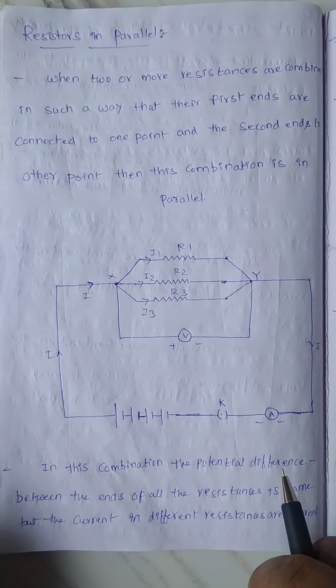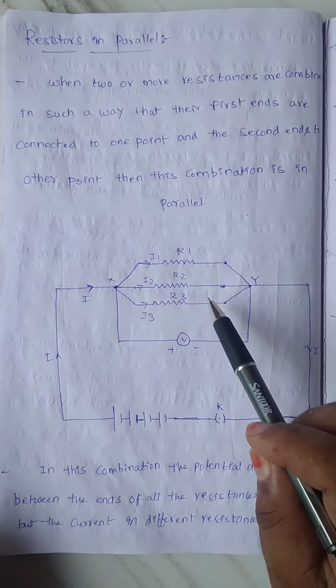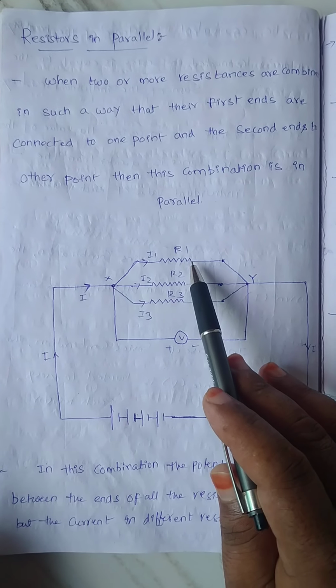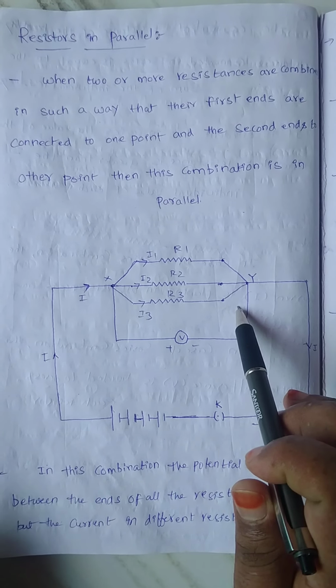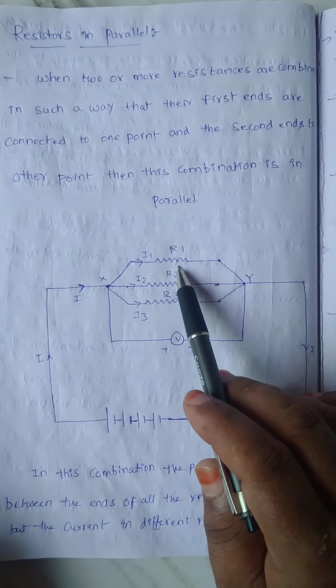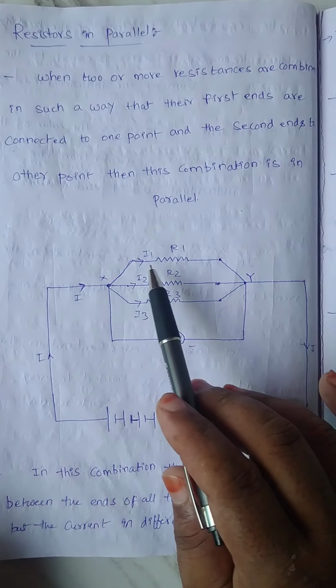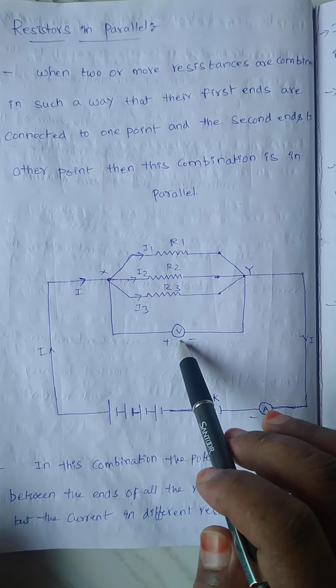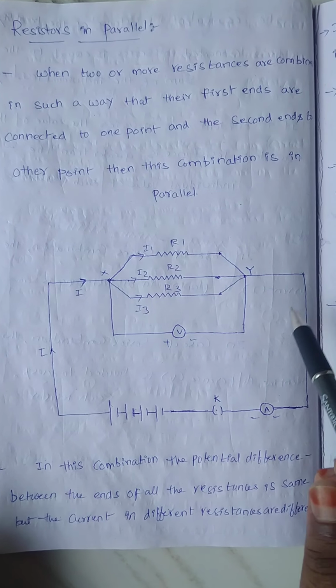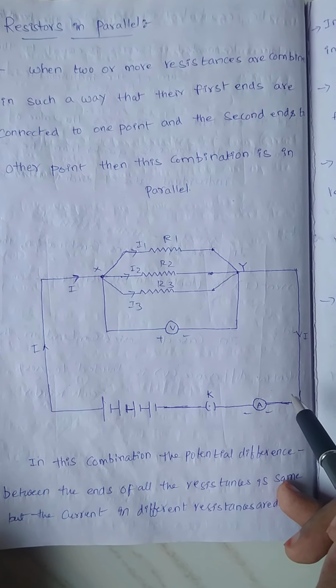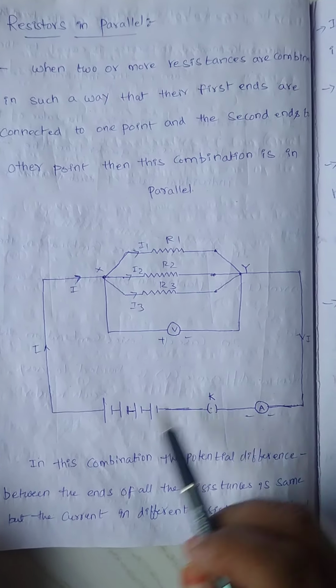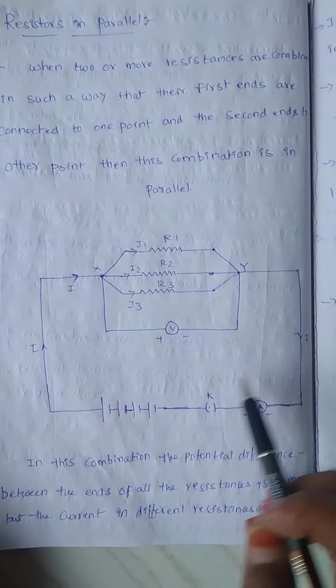Now it is a parallel connection. See here, I am taking three resistors again. These three resistors are not connected end-to-end, right? These three resistors are connected in parallel, through a voltmeter V and an ammeter. This ammeter produces current in this circuit, and the current is produced up to here.